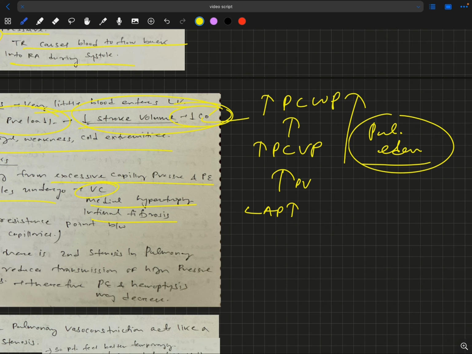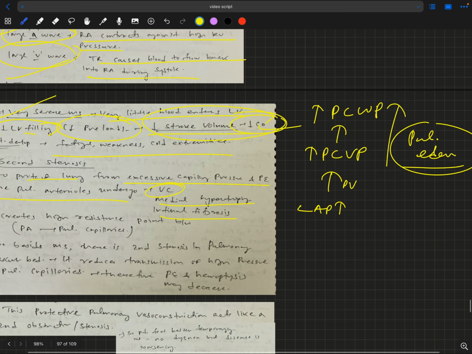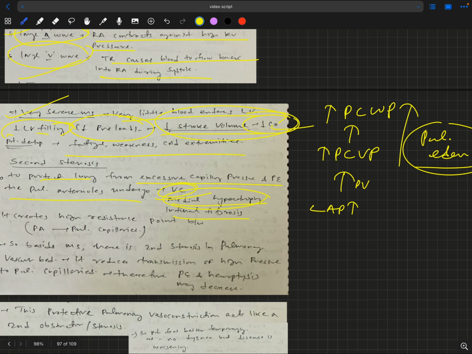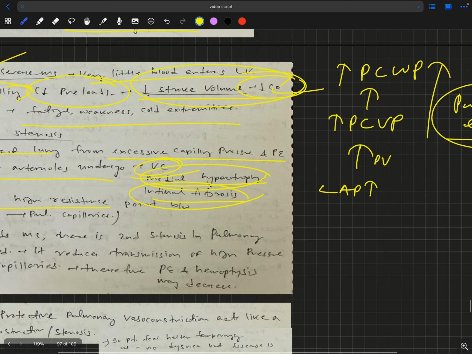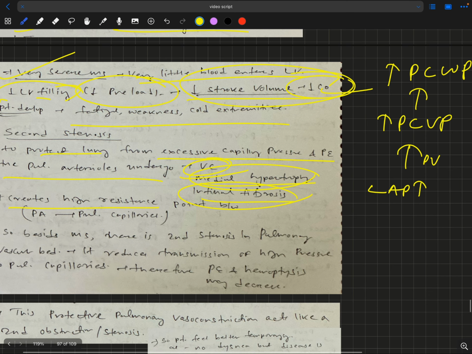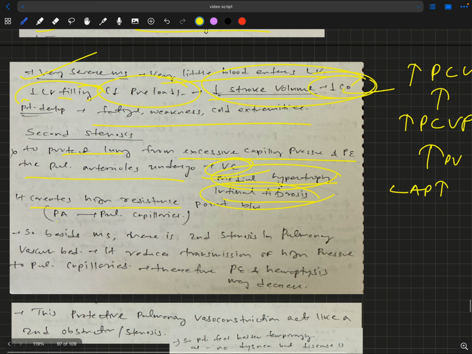To protect the lung from these conditions, the lung undergoes some changes itself. They are vasoconstriction, medial hypertrophy, and intimal fibrosis. These changes lead to high resistance. The pulmonary arteries and pulmonary capillaries undergo all these changes so that they can prevent the backflow of blood from the left atrium into the lungs.